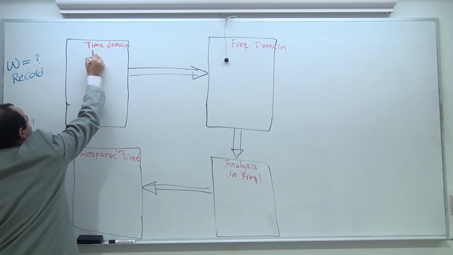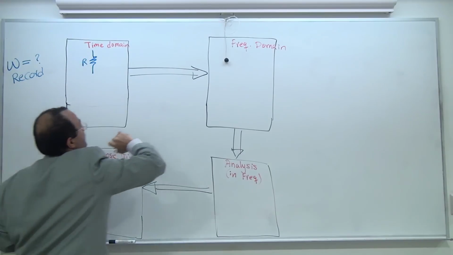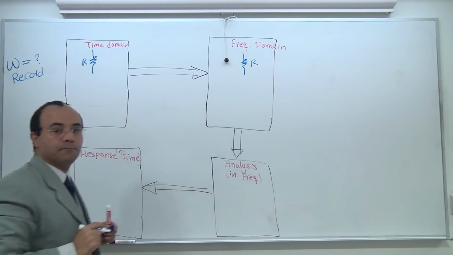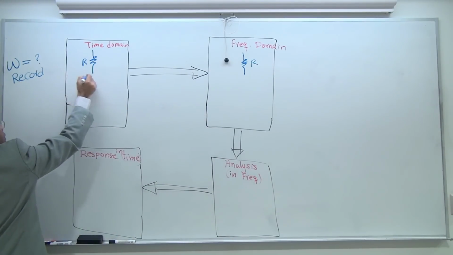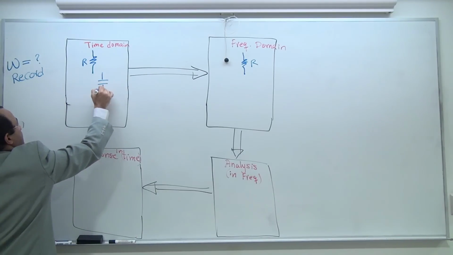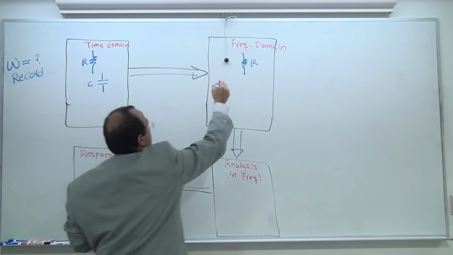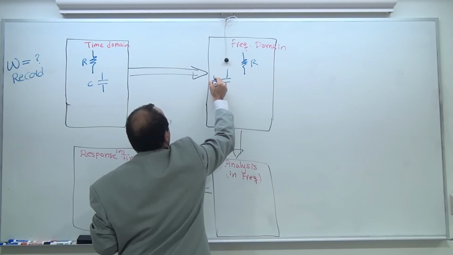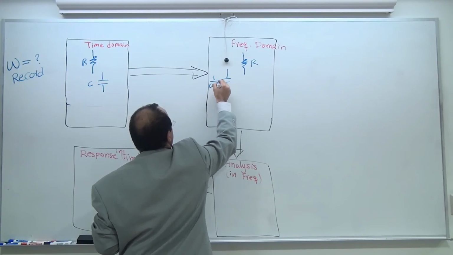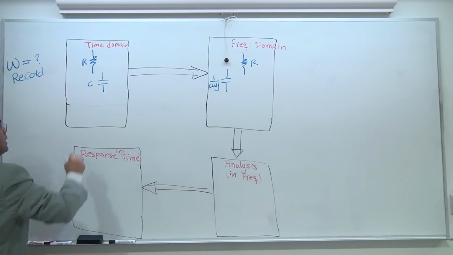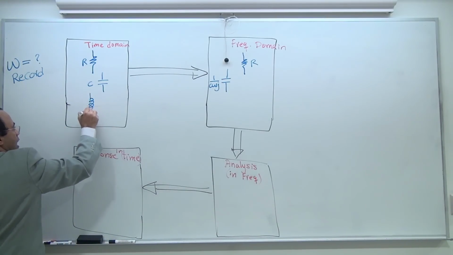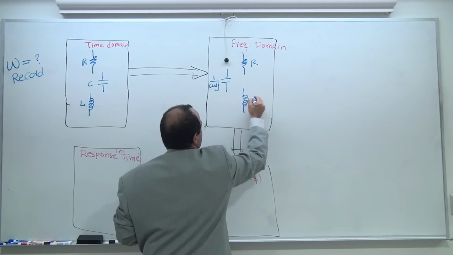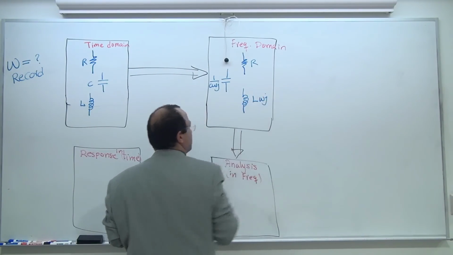What do you have? If you have a resistor, you are going to have a resistor. If you have a capacitor in the time domain, you are going to have a capacitor in the frequency domain. Its value, though, is going to be 1 over C omega j. If you have an inductor in the time domain, you are going to have an inductor in the frequency domain. Its value is L omega j.